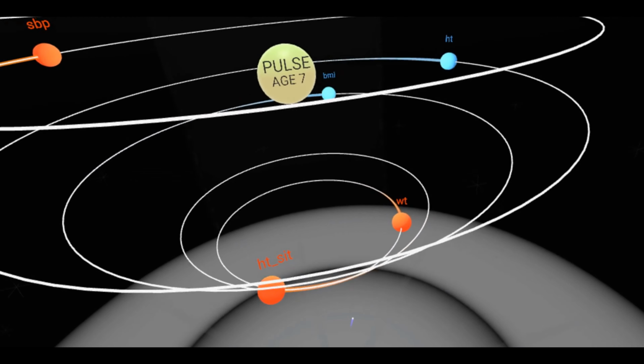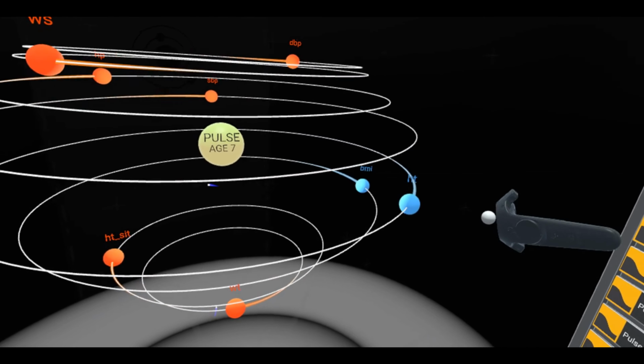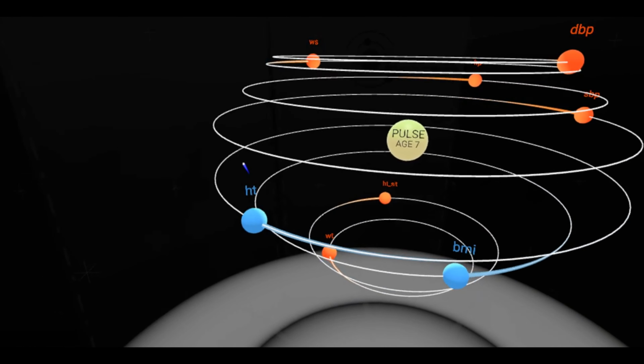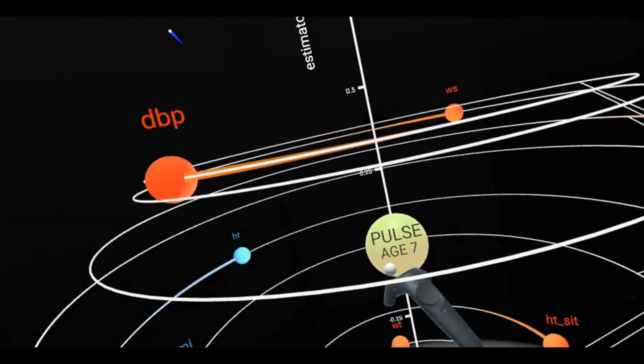The vertical height of each planet, above or below the central plane of the sun, indicates the sign of the estimator. So if it's a positive estimator, the planet will sit above the plane of the sun, and if it's a negative estimator, the planet will appear in a lower position relative to the central plane of the sun.